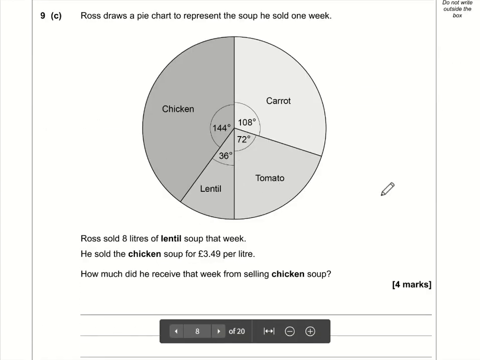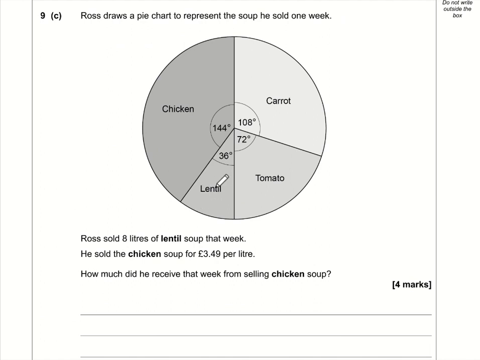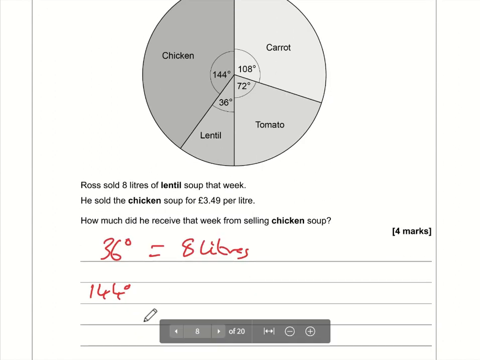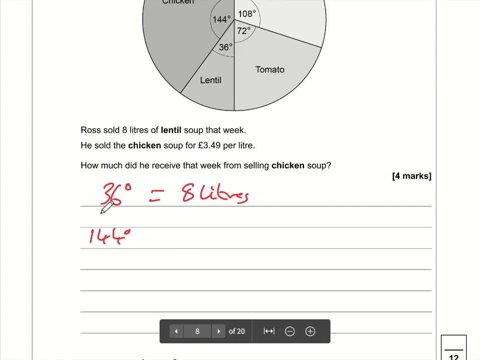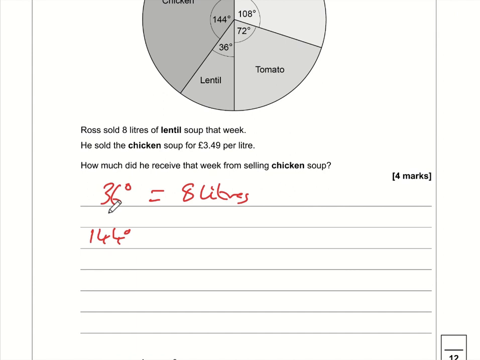Okay, so for this question, the key thing is that we are told that he sold 8 litres of lentil soup. Now lentil soup is 36 degrees, so a 36 degree slice equals 8 litres. Now we're interested in chicken, which is 144 degrees. If it was 72 degrees, 72 is double 36 degrees, so it would be double 8, which would be 16.